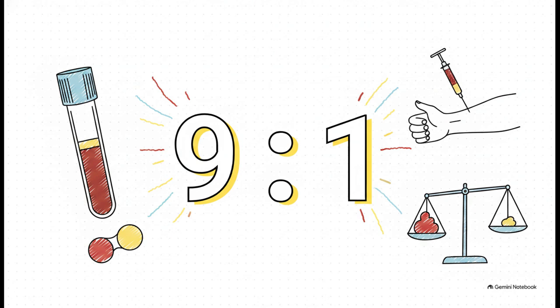I actually want to pause for a second on that light blue tube, the one with sodium citrate used for coagulation tests. That crucial 9-to-1 ratio represents the exact parts of blood to sodium citrate required inside that specific tube. If a phlebotomist underfills it even slightly, this exact chemical balance gets thrown completely out of whack, and it ruins the coagulation result for the patient. It requires immense, absolute precision.